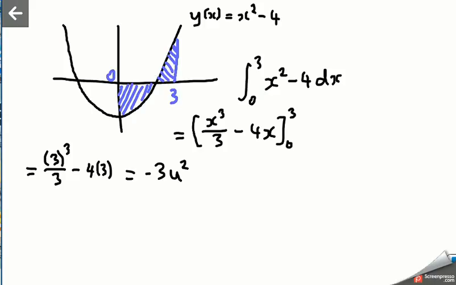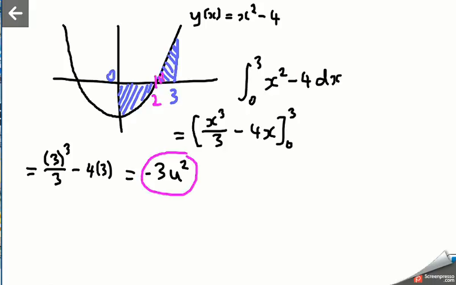So everything between 0 and this point, better use a different color, everything between 0 and this point is going to be negative. What is that point? Well, that's where our function y of x crosses the x-axis. Clearly, that's when y is equal to 0, and so that must mean x is equal to 2. So actually, the definite integral from 0 to 2 is going to be negative area.